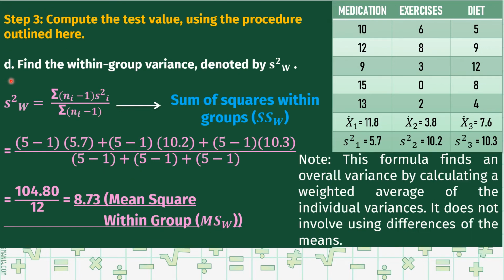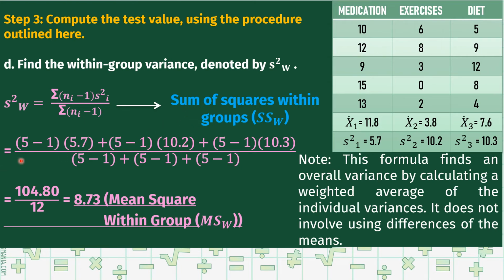For letter D, find the within group variance, denoted by S squared sub W. The formula in getting the within group variance is the summation of quantity n sub i minus 1 multiplied by the variance sub i, all over the summation of quantity n sub i minus 1. Take note that the numerator here is also known as the sum of squares within groups, denoted by SS sub W.